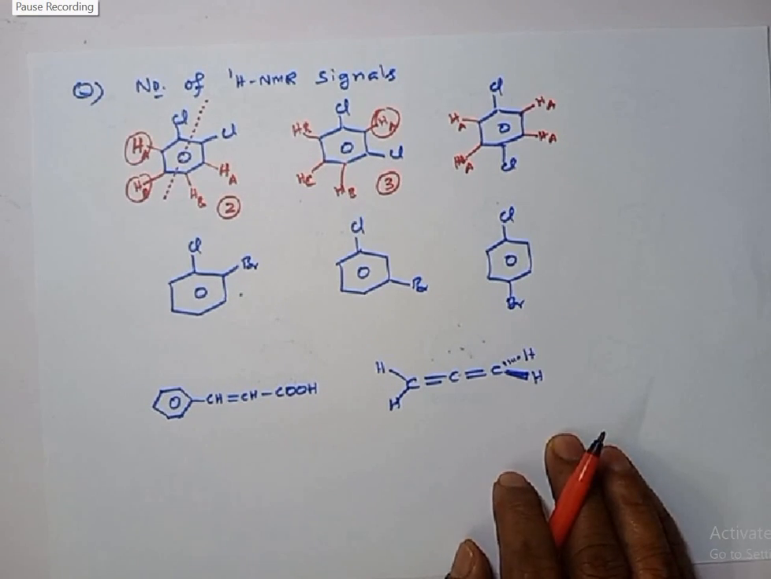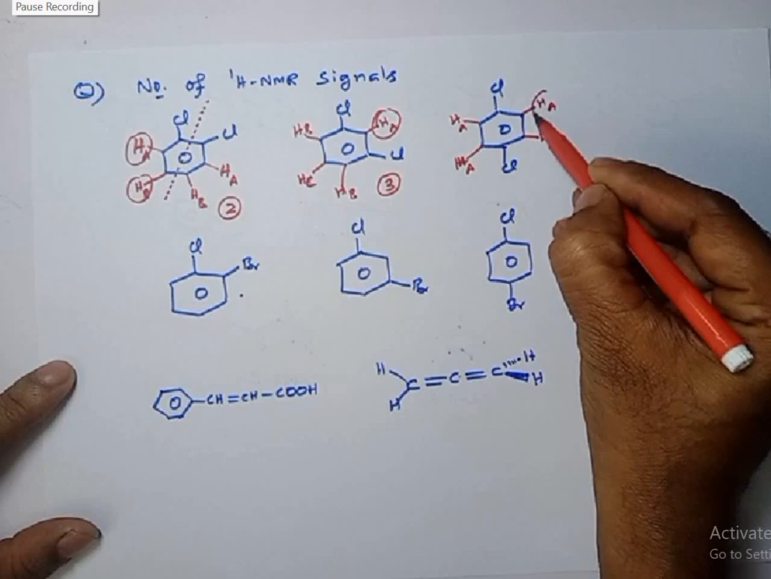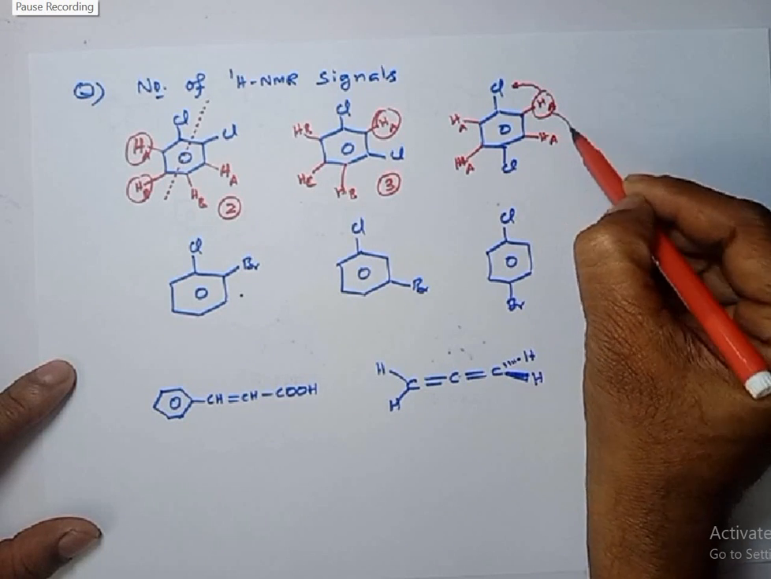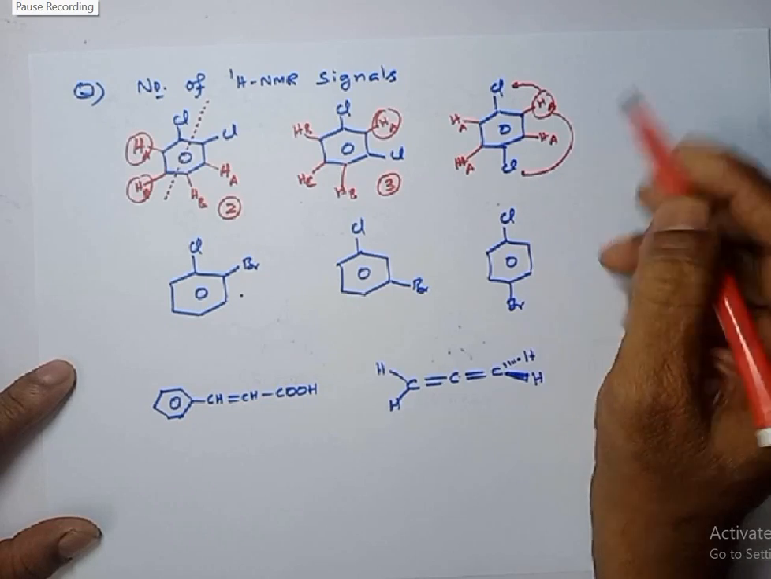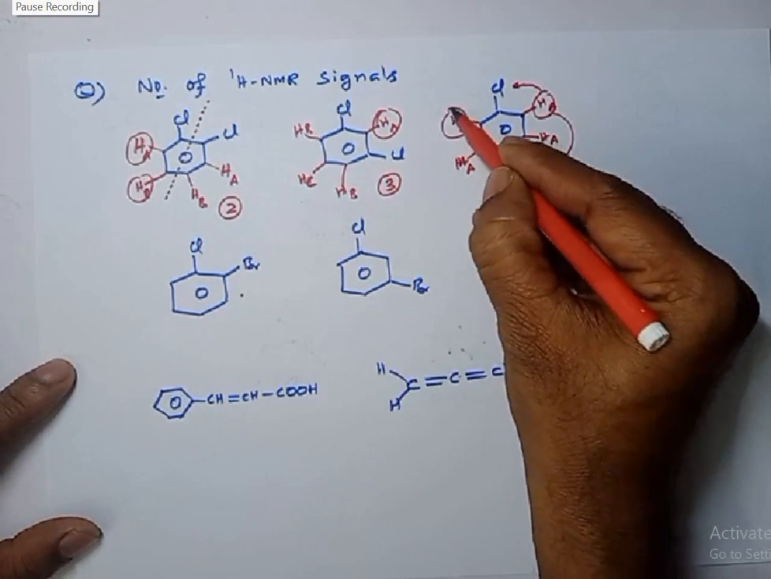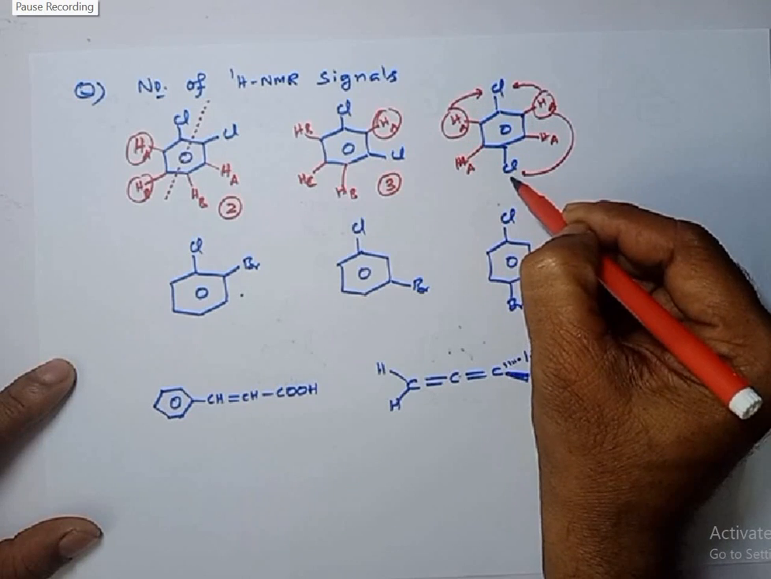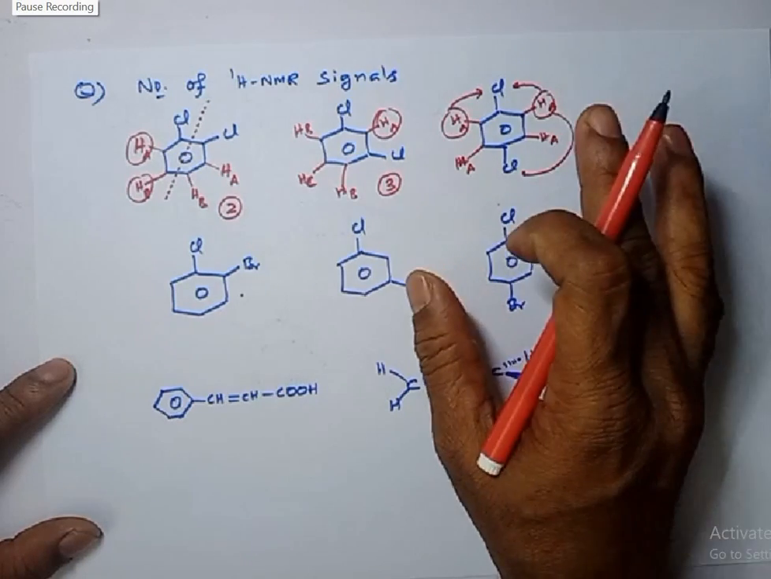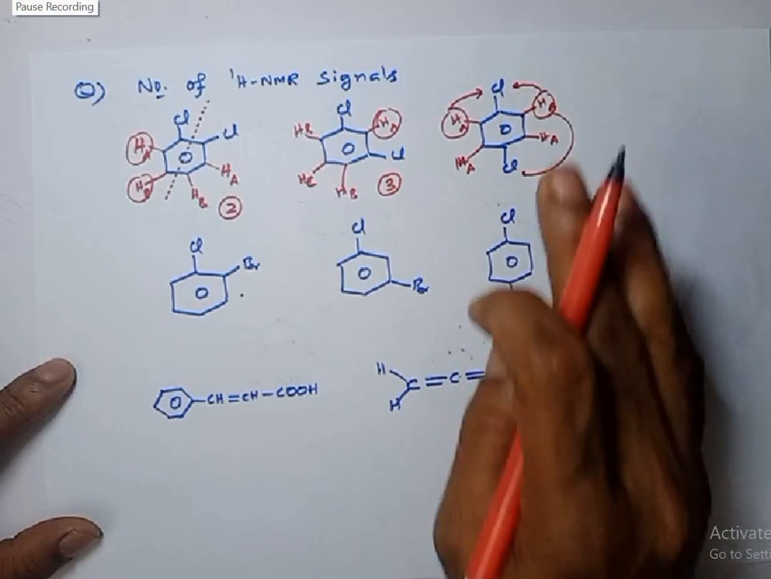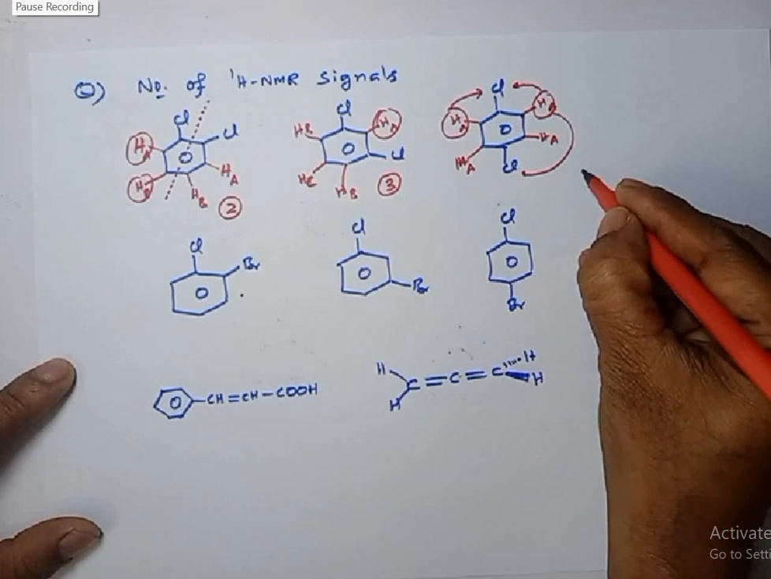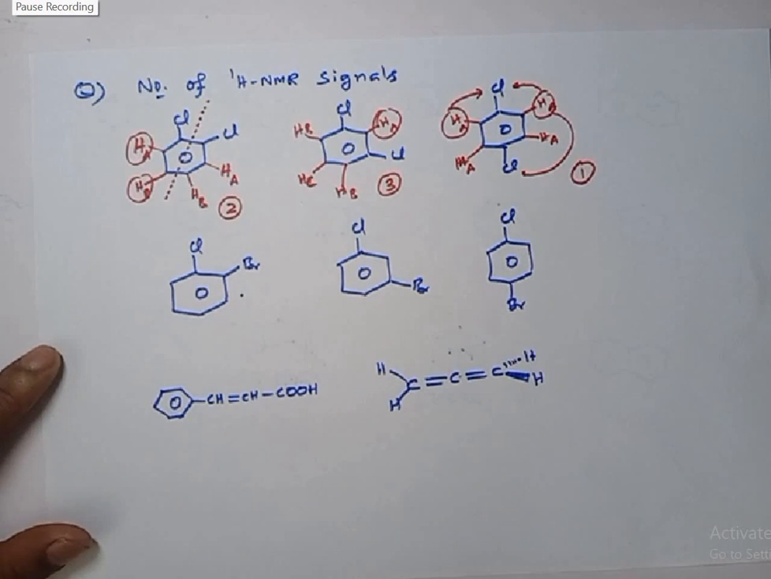See what I am trying to say. Suppose you take this proton: this chlorine is in ortho position, and this chlorine is in meta. So one chlorine is ortho, another chlorine is meta. Similarly, you take any one. See this proton, this is ortho, and this one is meta. So all the hydrogens are in the same environment. Therefore, all the hydrogen atoms are equivalent. So paradichlorobenzene will give one signal in the proton NMR spectrum.